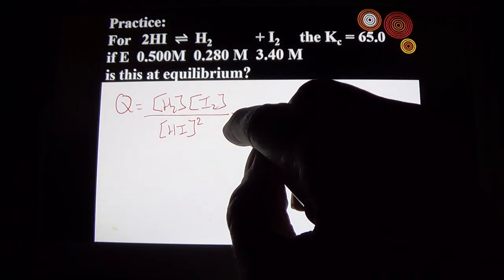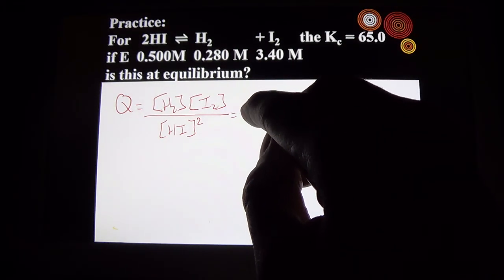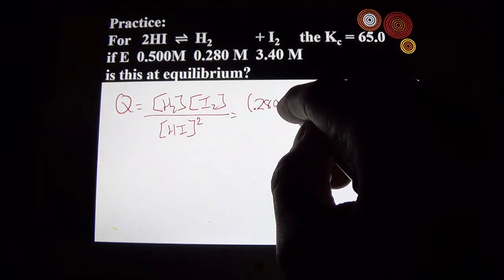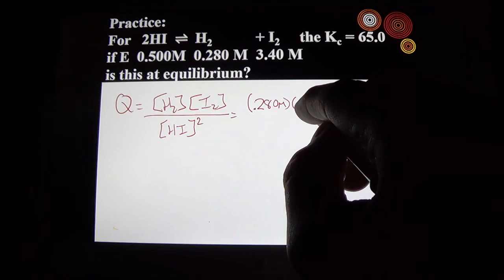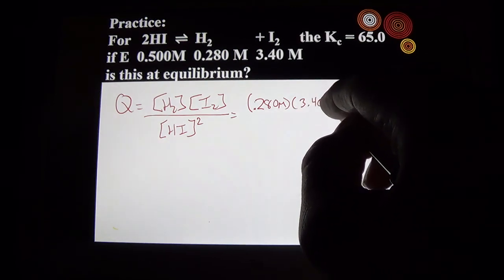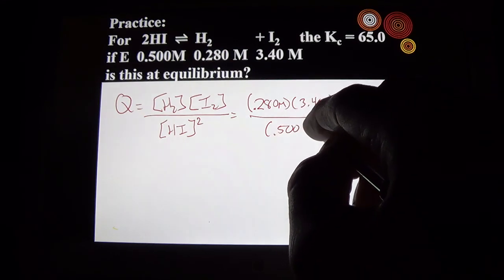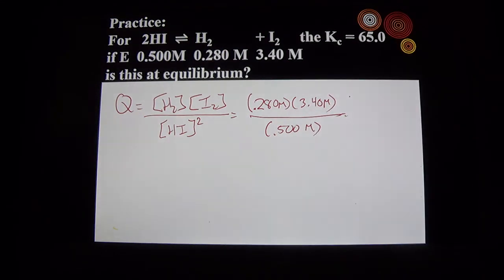And now I'm going to plug in numbers. So I am told on the top 0.280 molarity, and also on the top, those are my two products, and then on the bottom I'm told 0.500 molarity. Okay. Now it's that most fun time of all to calculate. Okay, now have you caught it? Have you caught my mistake already?